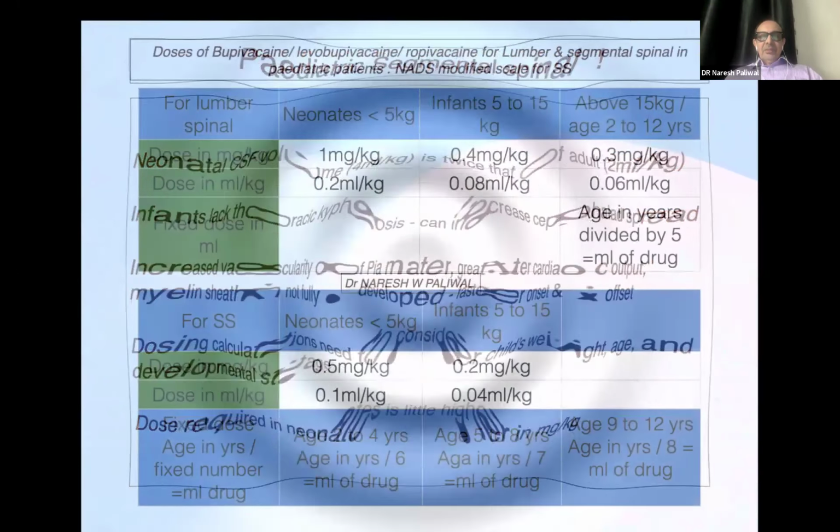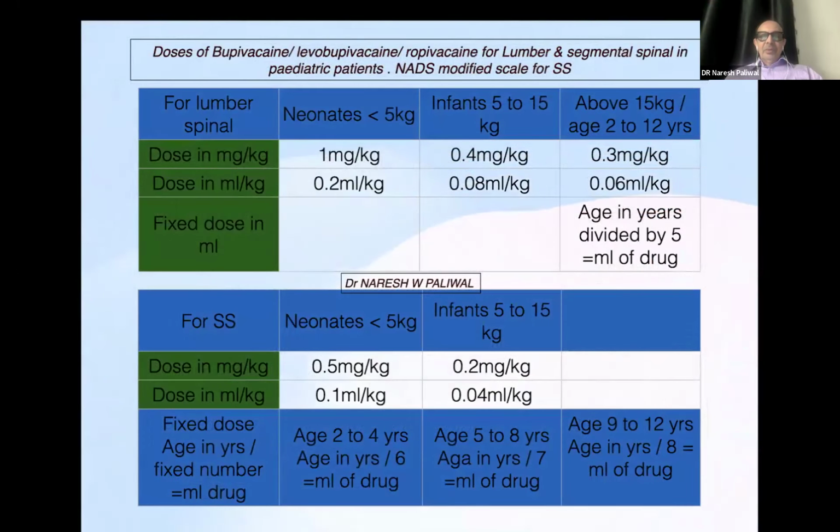This was again the chart which was prepared by me about the different doses in pediatric spinal anesthesia for lumbar spinal. Dose in milligrams per ml, dose in ml per kg, milligrams per kg, ml per kg in different age groups, and then the modified Neuroaxial Anesthesia Development Society scale for segmental spinal. So I'll just skip this.